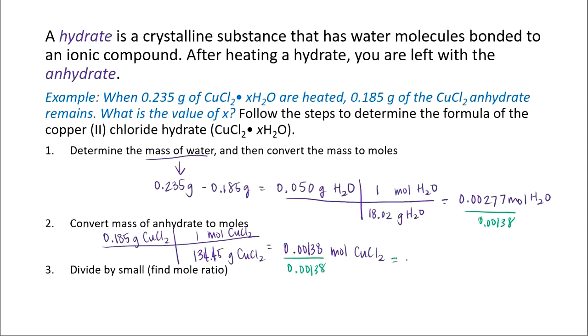So when we divide, we get 1 here, and we divide, we get 2 here, and that tells us that there are 2 moles of water for every 1 mole of copper(II) chloride in this copper(II) chloride hydrate. So how would we write the formula of the hydrate? This would be the formula of the copper(II) chloride hydrate.